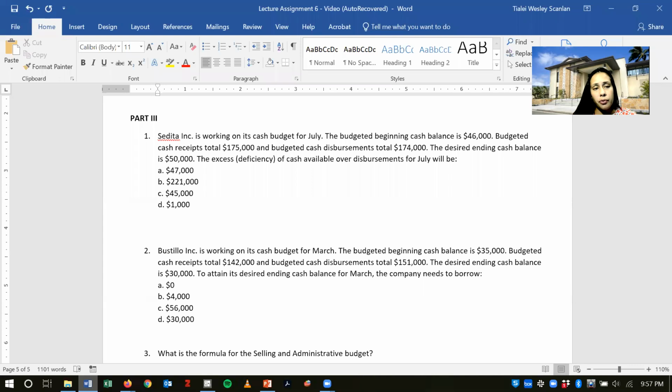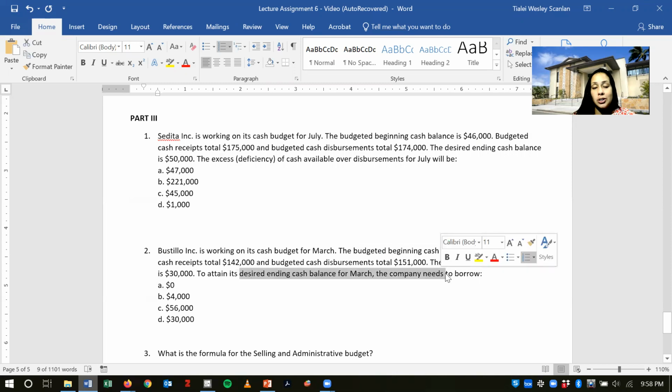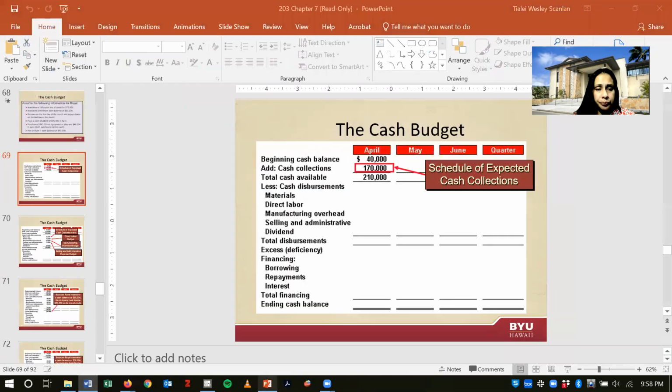And so for the cash budget, there's usually 2 questions that are asked. On an exam, it would be the excess deficiency of cash available over disbursement. So excess or deficiency of cash available, or what amount does the company need to borrow to attain the desired ending cash balance? So those are the 2 main questions that I've seen on exams. Those are the 2 main ones that you could probably get asked on an exam.